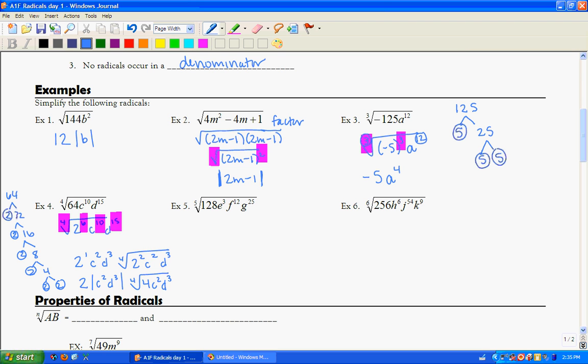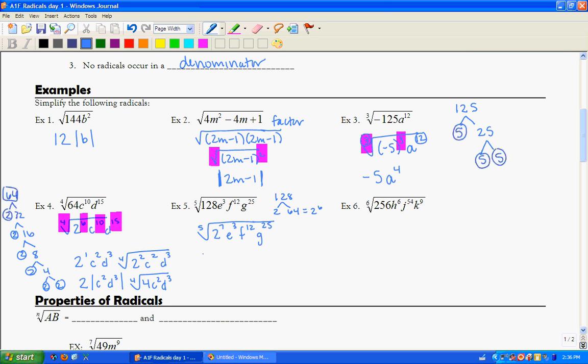We can do the same thing for example 5. We can take 128 and do our factor tree, so that's 2 and 64. But instead of continuing this, we already did the factor tree of 64 over here, so we know that that's 2 to the 6th. So 128 must be 2 to the 7th. We have e cubed, f to the 12th, g to the 25th. So you can do the same process we did for example 4, or we know that from example 2, when the index and the exponent match, that's when your quantity is able to come outside the radical.